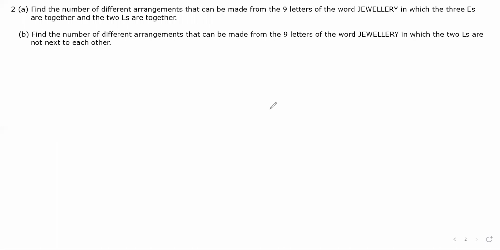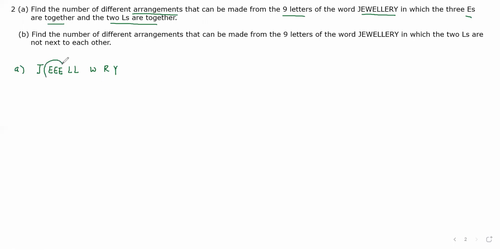Question 2 is a permutation question. Part A. Find the number of different arrangements, arrangements indicates permutation, that can be made from the 9 letters of the word jewelry, in which the 3 E's are together and the 2 L's are together. Let's rearrange this word. You have a J, and then if the E's are together, there are 3 of them. The 2 L's are together, and you have WRY. In total, you have 9 letters.